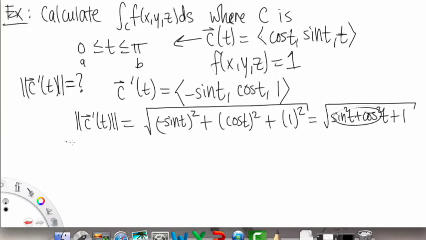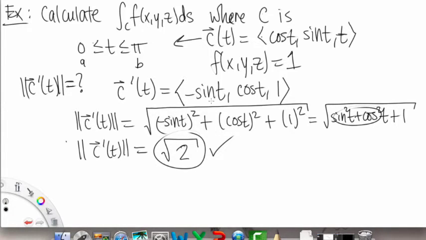So then we basically get that the magnitude of c prime of t is going to equal square root of 1 plus 1, which is square root of 2. Alright, so we have that part, so that's pretty simple. That's good. And now we have to look at the formula.